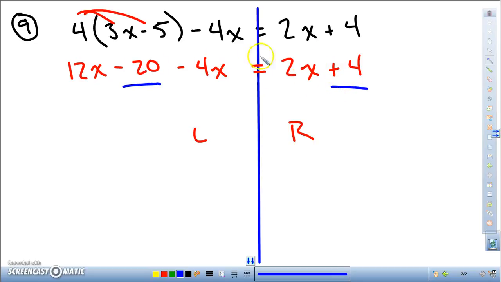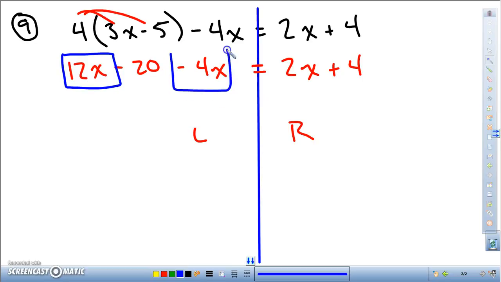So I can't just combine them and say -20 plus 4 is -16. The only way I can combine like terms is if I have a situation like this, where you've got 2 like terms both on the left side of the equation. And in this case, I do want to go ahead and combine those before I move forward.